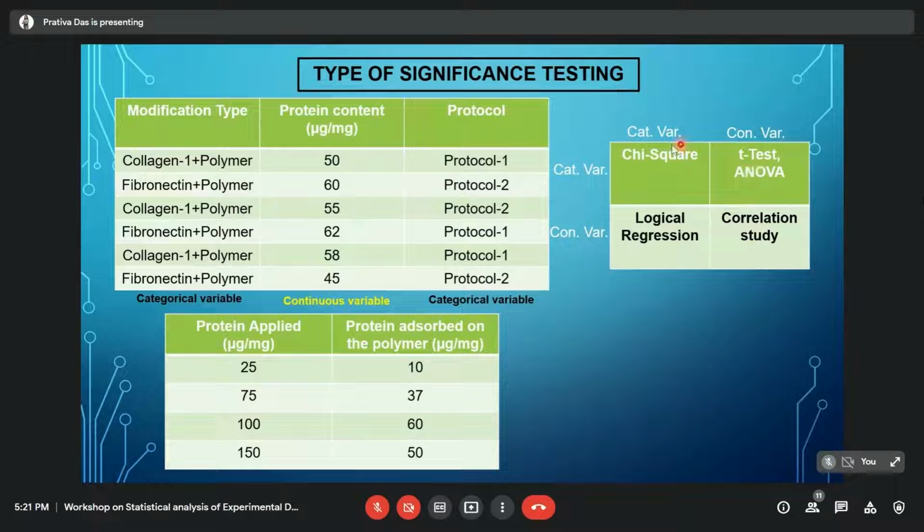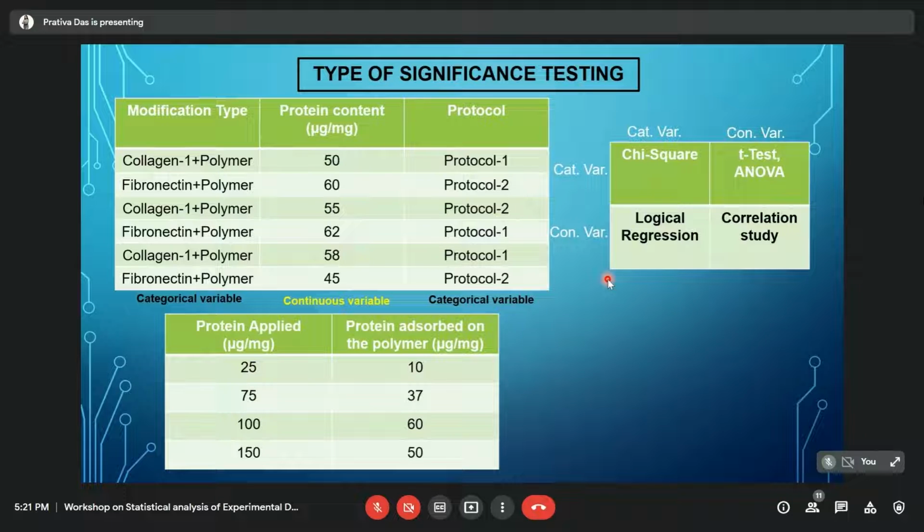And if you want to see whether two different categorical variables are affecting each other in any way, that means if the addition of collagen is specific to protocol 1 or protocol 2, or the addition of fibronectin is specific to protocol 1 or protocol 2, then you can check by using chi-square. And there is another thing called logistic regression. You should use logistic regression when you have a dependent categorical variable, so you want to see how your continuous variable is affecting the categorical variable.